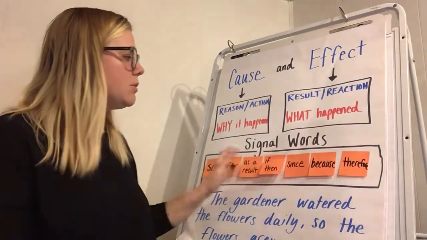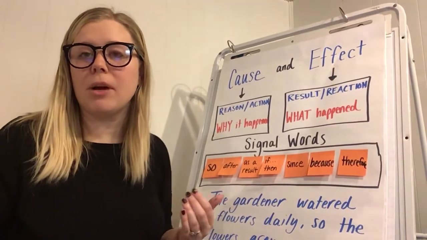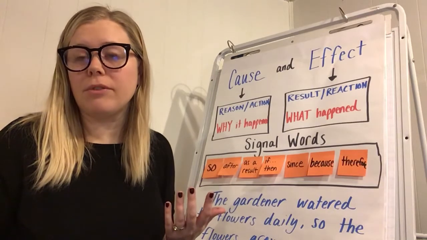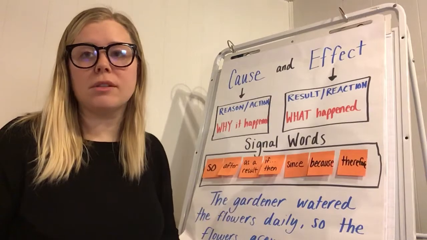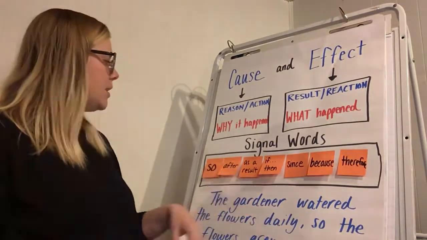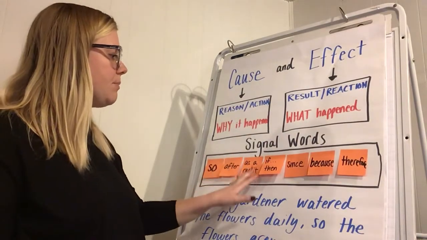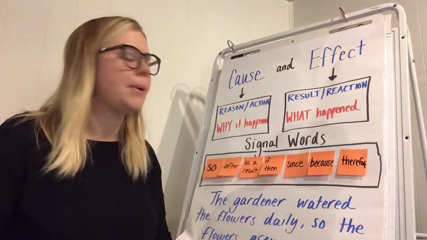So these are some signal words that when we read, we can look for to see if we are seeing a cause and effect in a story or in a nonfiction book as well. We can also use these when we write to show cause and effect. These are also sequencing words in some ways, right? Especially after, as a result, therefore. They show the order in which things can happen.